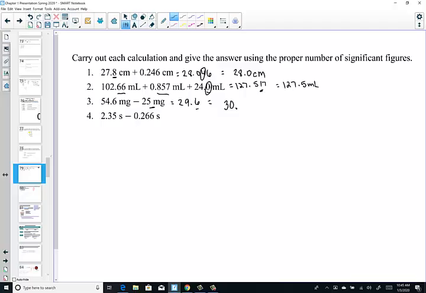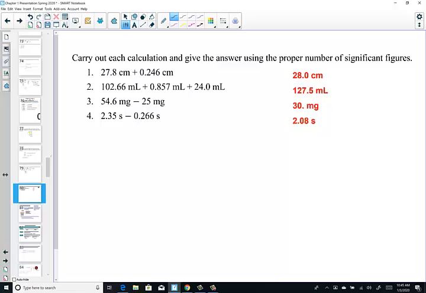And then the last one, 2.35 minus 0.266. My screen reads 2.084. Oh, I should have put milligram there, sorry. Let's see, we're allowed only 2 decimals. The 2 decimals, I would have to drop the 4, no rounding with that, and we get 2.08 seconds. Are we getting the hang of it? What do you think?